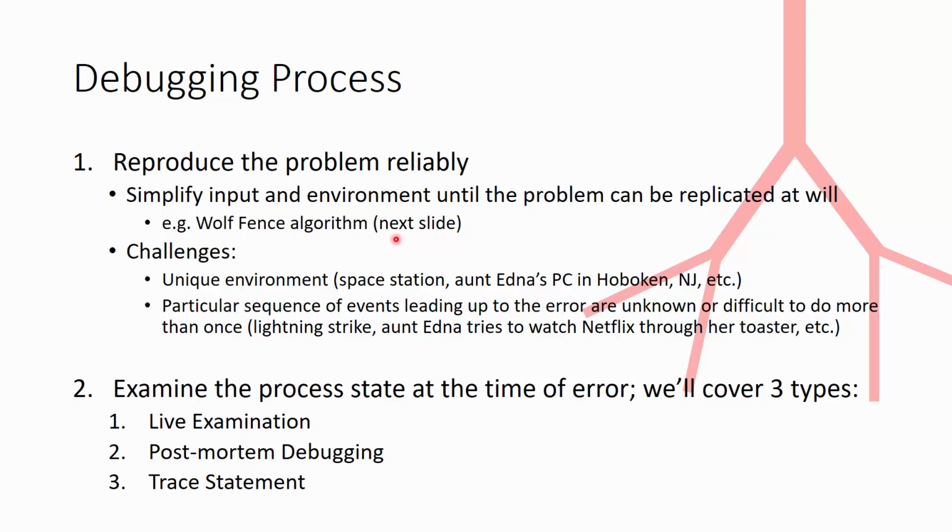Some of the challenges that make it hard to reproduce a problem is that there could be a unique environment. So maybe you're up on the space station, or maybe it's your Aunt Edna's PC and she lives in New Jersey and you don't. There might be a particular sequence of events leading up to an error that are unknown. You might not know what events transpired to make that occur. They might be difficult to do more than once. There might have been a lightning strike, or maybe it turns out that Aunt Edna is trying to watch Netflix through her toaster, and it's not actually her PC that's the problem.